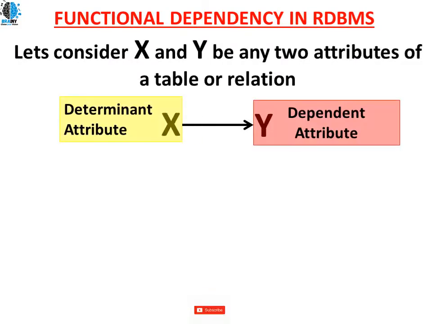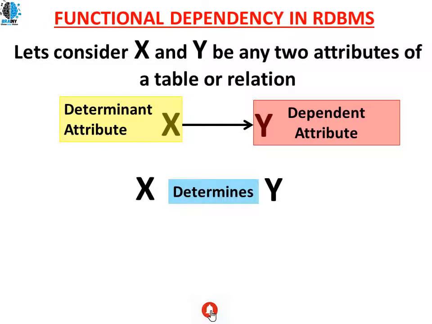So what is this x? X will be called the determinant attribute, whereas y is called the dependent attribute. This arrow is nothing but functional dependency. So x is going to determine y. So x determines y.